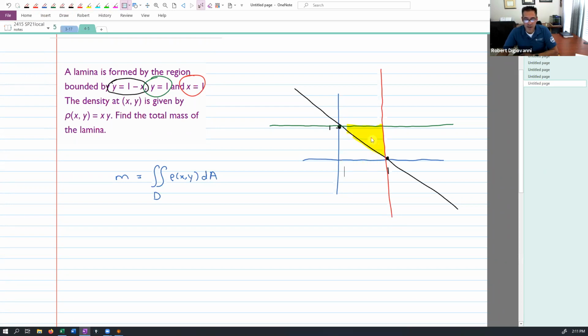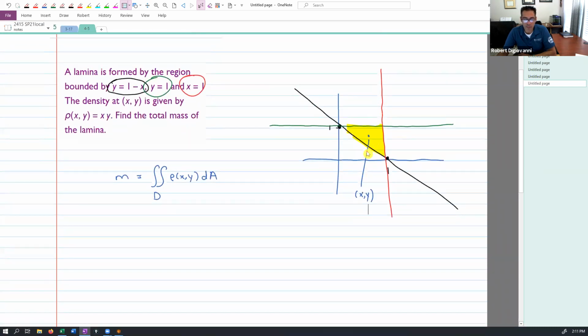And the density at any given point, so if I take a point here, (x, y), and I want to know the density at that point, I just take the x coordinate and multiply by the y. Right? So it's non-uniform density.